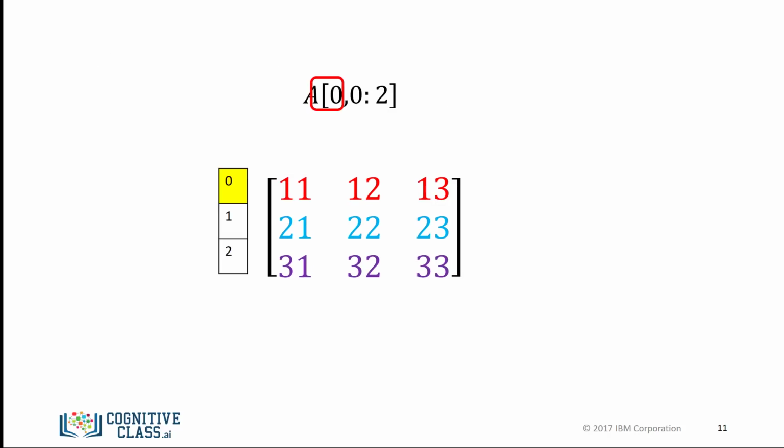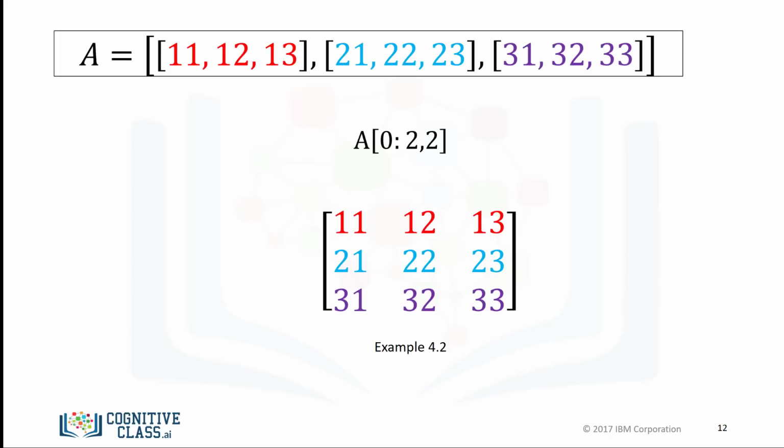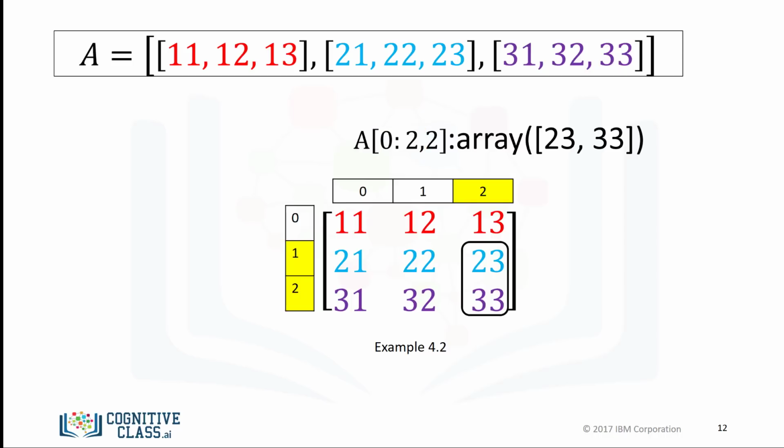The first index corresponds to the first row. The second index accesses the first 2 columns. Consider this example. The first index corresponds to the last 2 rows. The second index accesses the last column. We can also add arrays. The process is identical to matrix addition.